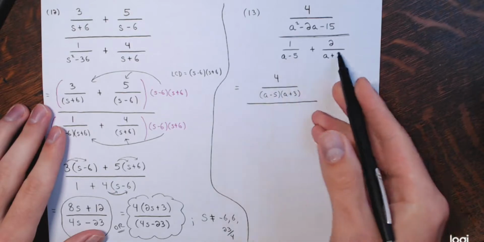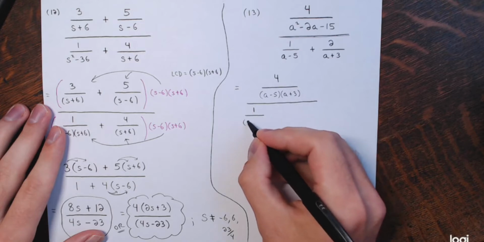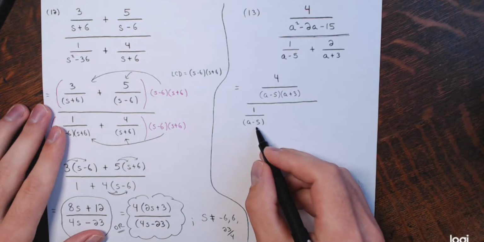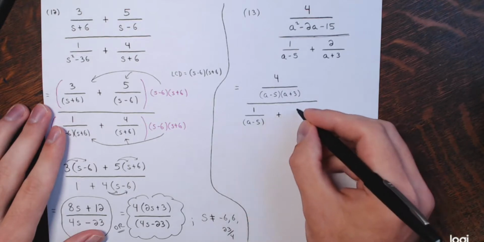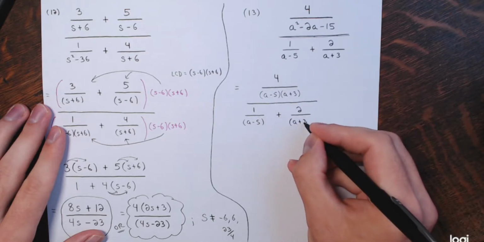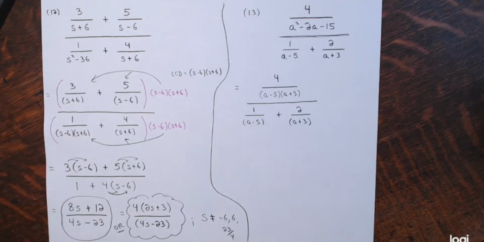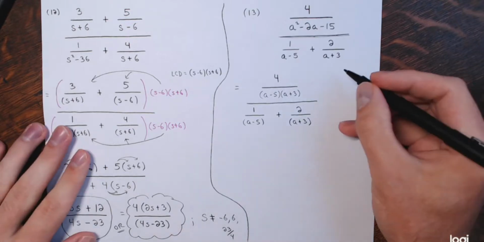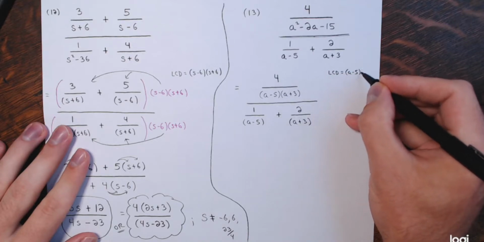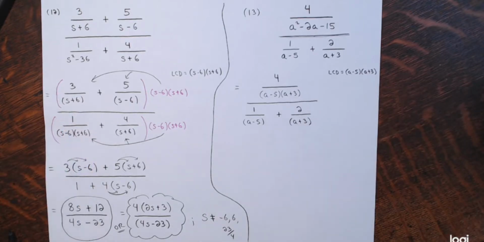And the denominator has two terms, the sum of two fractions, and that's 1 over a minus 5, which is already completely factored, so that's the only factor of that denominator, plus 2 over a plus 3, which is as factored as that denominator is going to get. So once again, I'm hoping that it's obvious what the LCD is here. It's just a minus 5 times a plus 3. And that's what I'm going to multiply the numerator and denominator by.